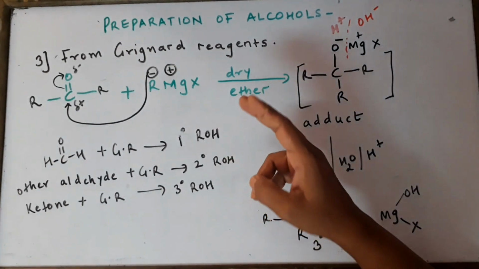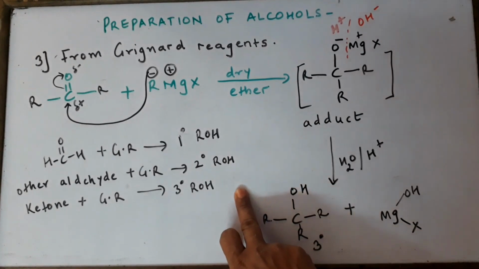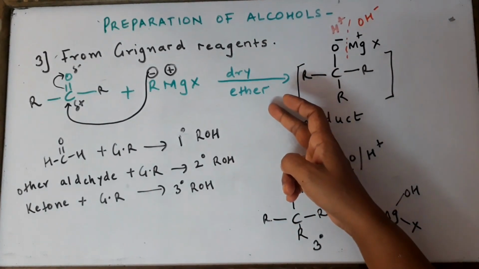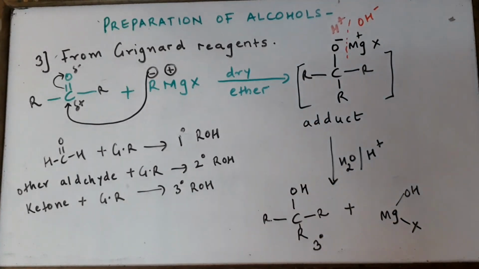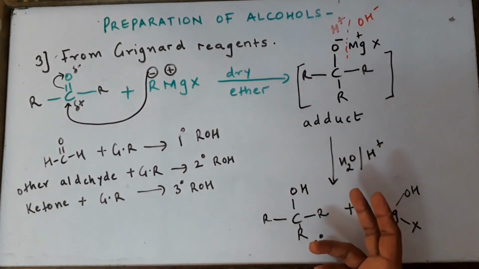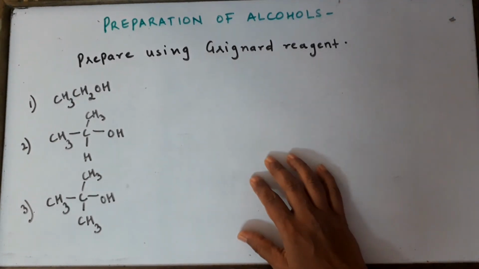You can see it is used for preparation of a variety of alcohols, all three alcohols, and it is always used in dry ether because it's very reactive. Let us now apply this knowledge to prepare some of the alcohols. In exam you can get questions like, prepare the following alcohols by using a suitable technique.